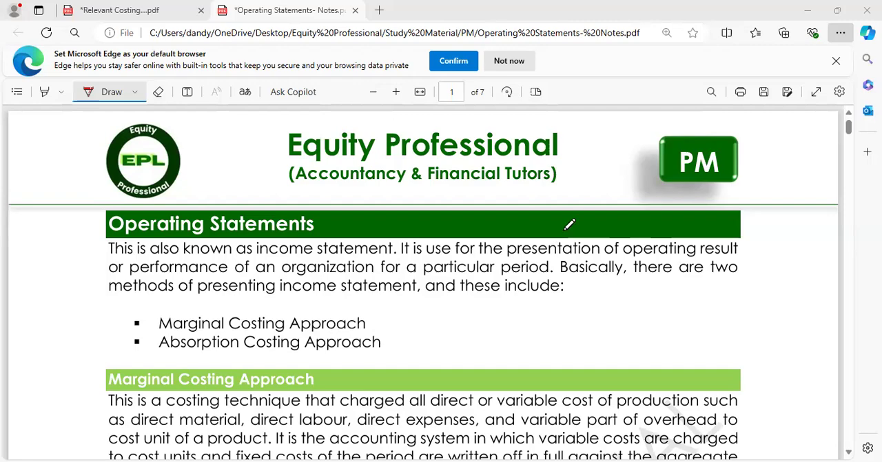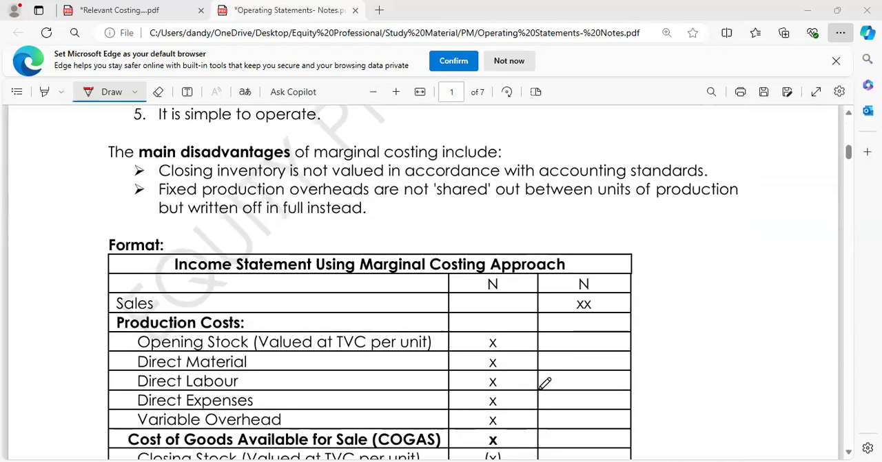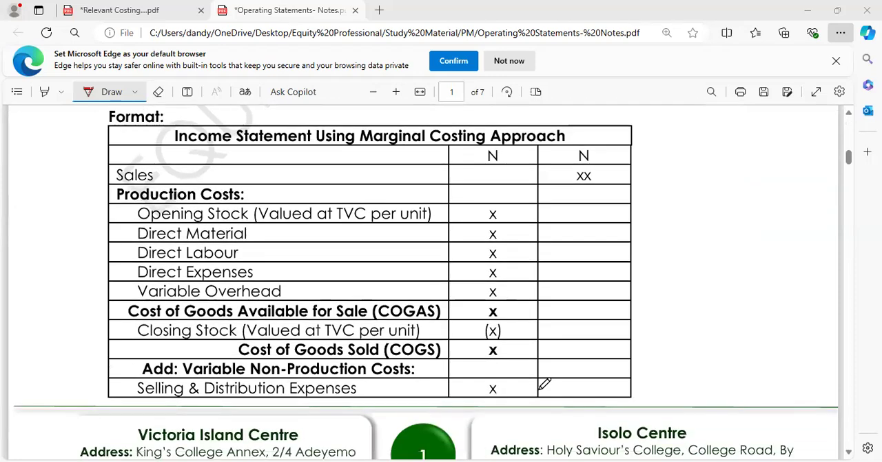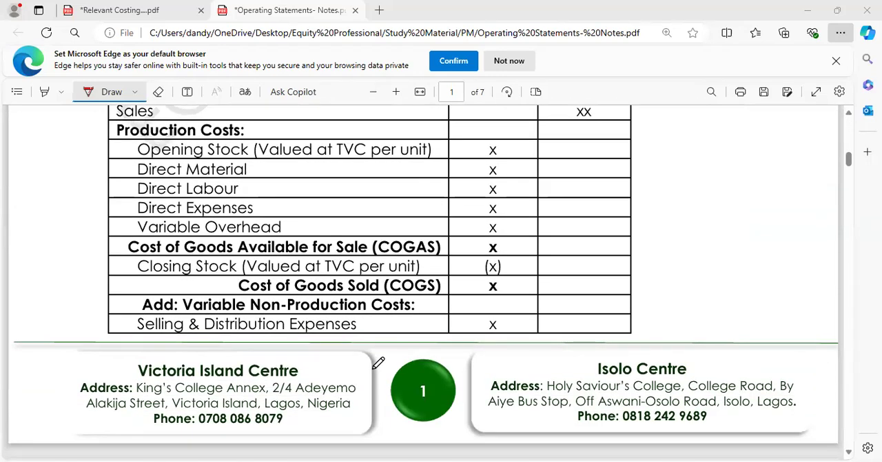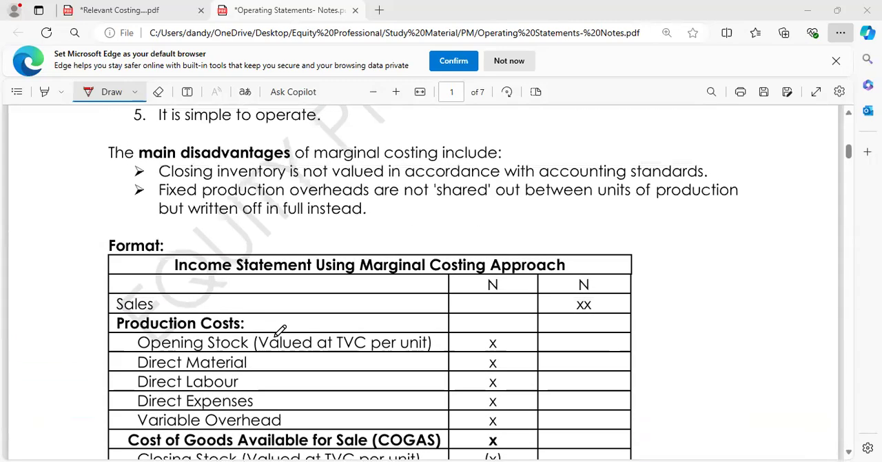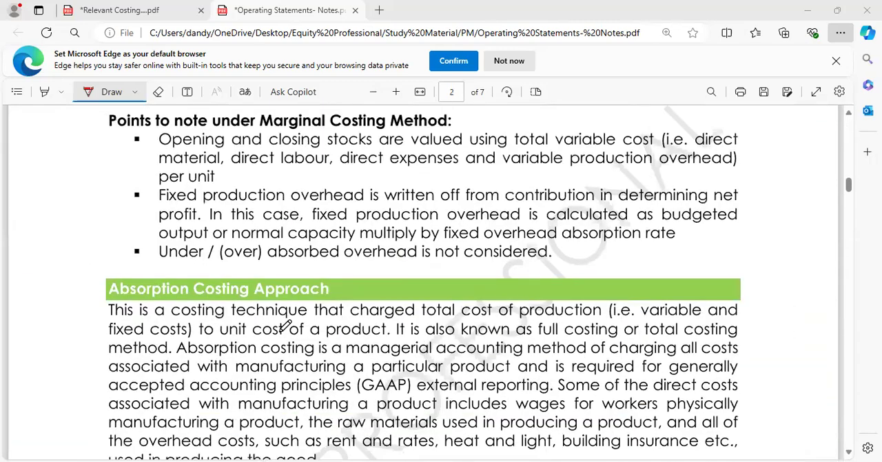Later on that day, I also presented you with the formats that you are going to use in the preparation of the income statement using the marginal costing approach. All of this, I explained. So when we're about to do the illustration today, I will do the same thing for the benefit of those that are just joining. Then we moved to the absorption costing approach.